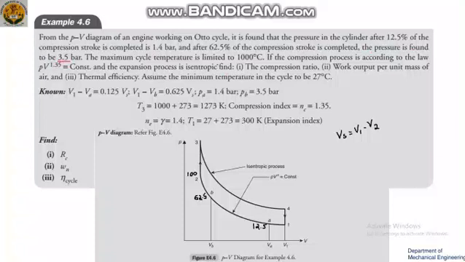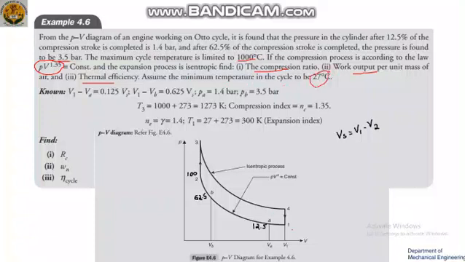The maximum cycle temperature is limited to 1000 degrees Celsius. If the compression process is according to the law PV to the power 1.35 is equal to constant, and expansion process is isentropic, find the compression ratio, work output, and thermal efficiency. Assume the minimum temperature to be 27 degrees Celsius.